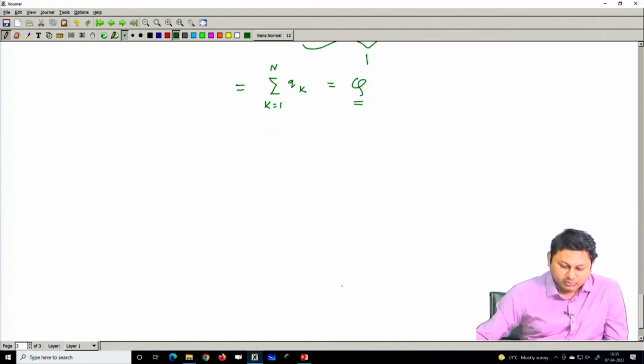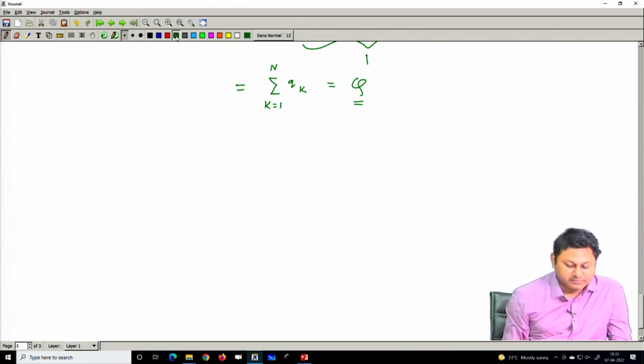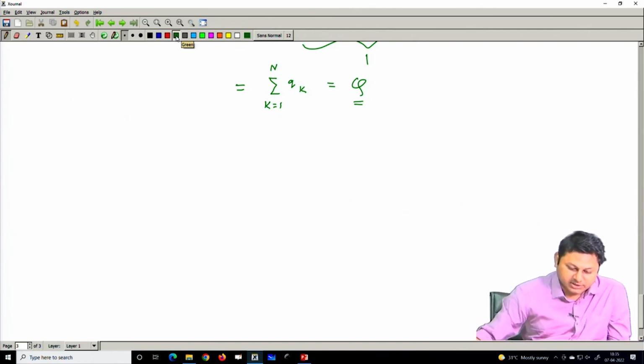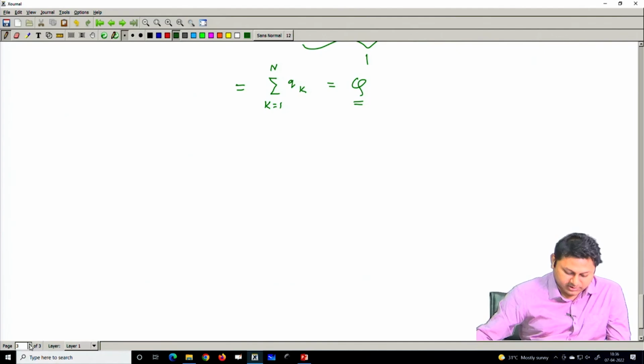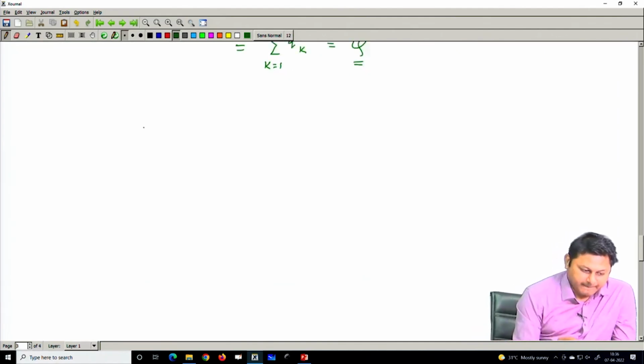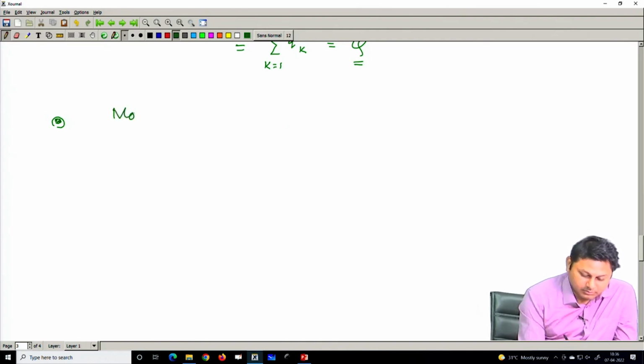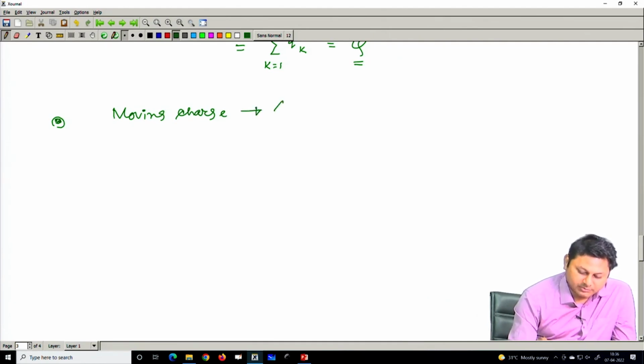Okay. So, now quickly try to understand what happened for the moving charge. So, next thing, quickly we discuss the moving charge, the concept of the moving charge. So, this leads to the concept of electric current.